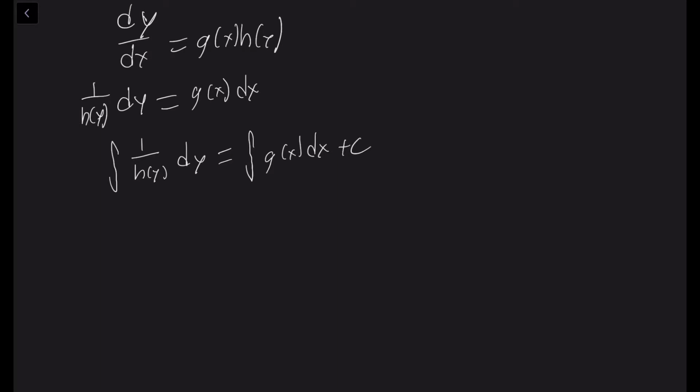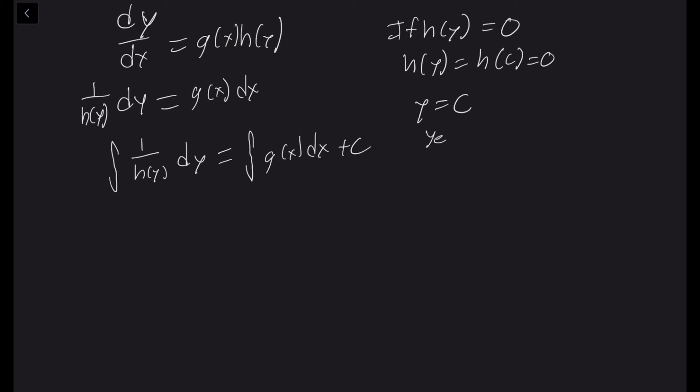So now, if h of y equals 0, since we don't know the value of it, we could say it turns into h of c equals 0. And so y equals c would be a solution for this.